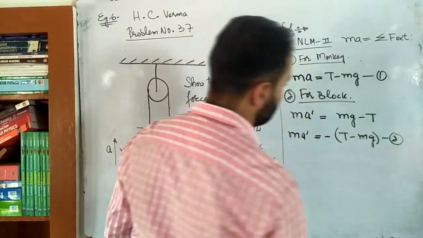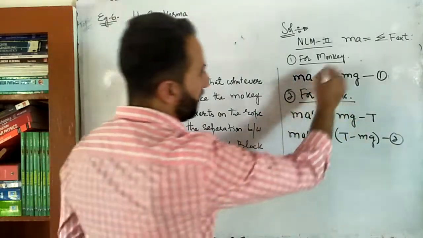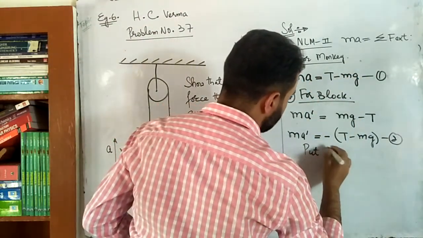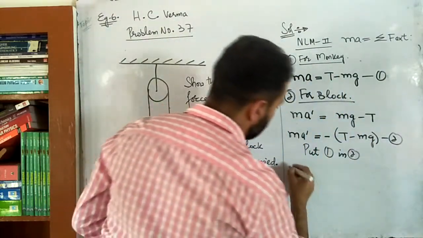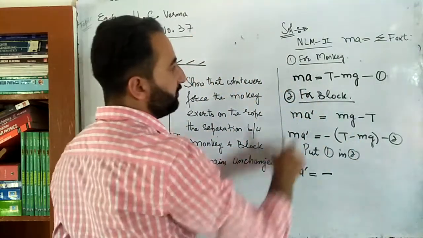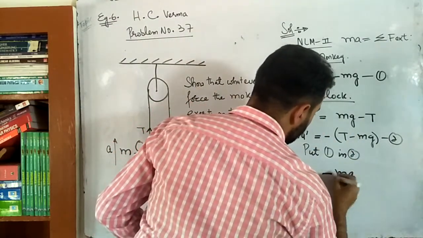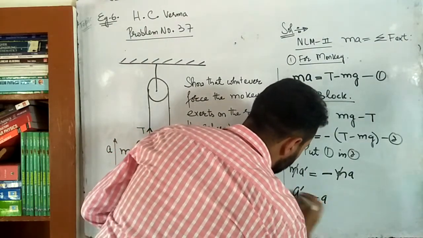Did you understand this? Simply because of this negative sign, it will make this negative and this will be positive. Okay, so here I will put first and second. So T minus mg, what will I write in its place? ma. So m a dash is equal to this negative sign, and this T minus mg will be replaced by ma. This and this cancel out. So we have a dash is equal to minus a.